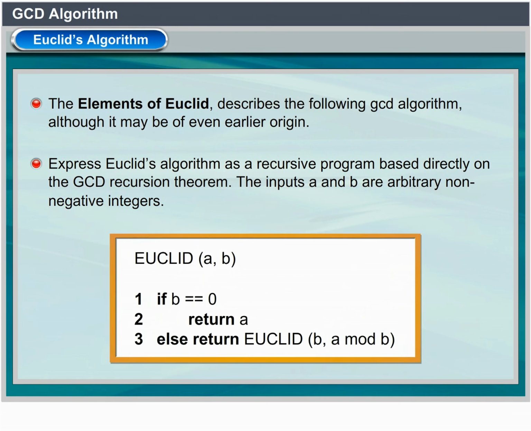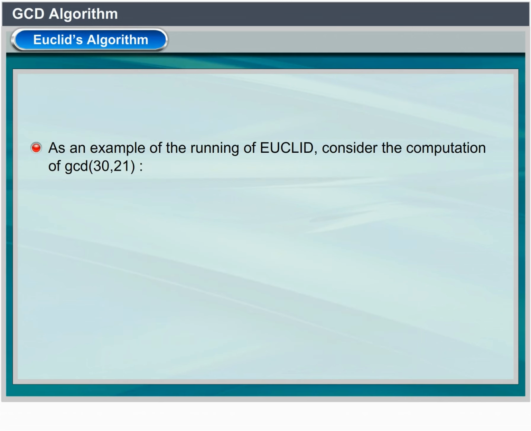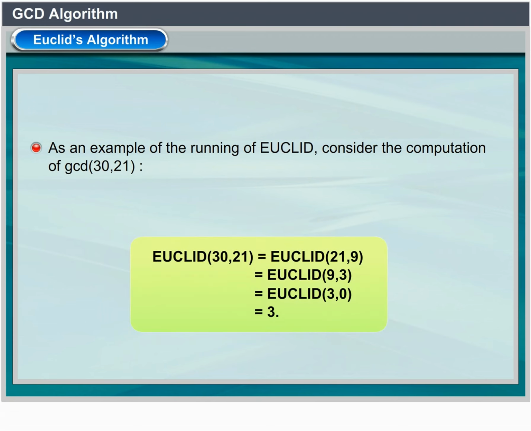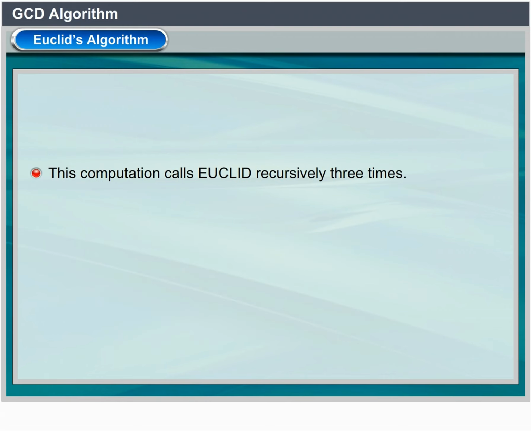As an example of the running of Euclid, consider the computation of GCD(30, 21). Euclid(30, 21) equals Euclid(21, 9). It produced result 3. This computation calls Euclid recursively 3 times.